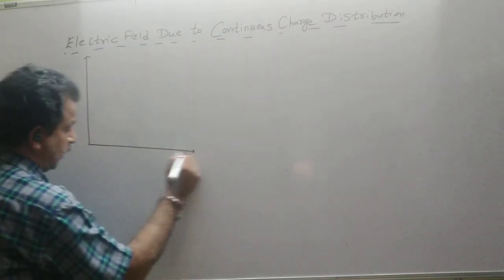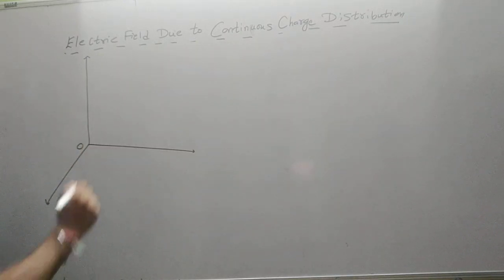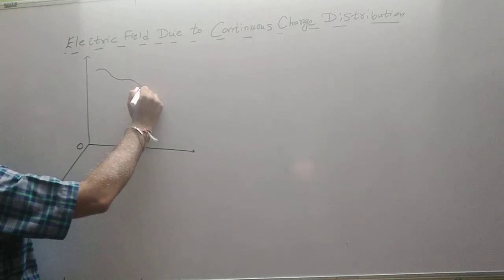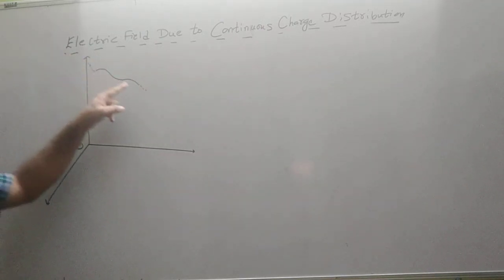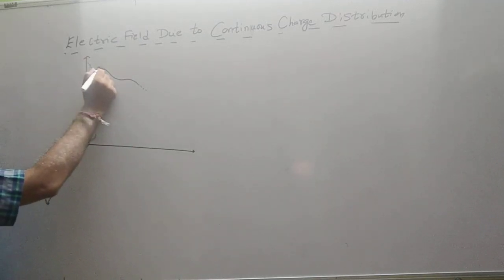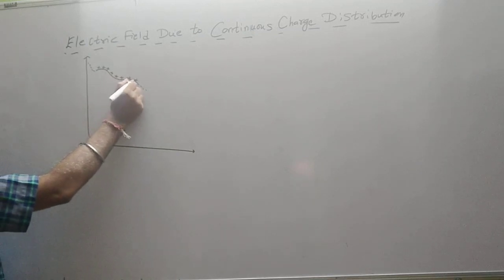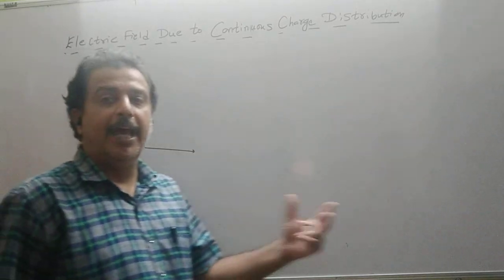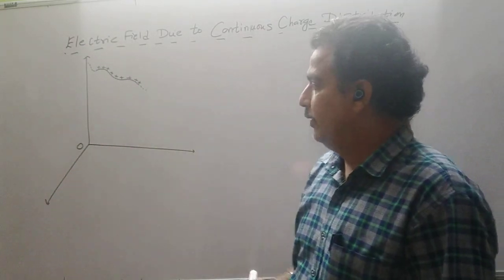Now this is our Cartesian coordinate system. We have a linear charge distribution. So let us take a wire which is infinitely long. The infinitely long is shown by the dotted line. The charges are distributed over it. Let the length of the wire be L. So the length of the wire is small l.